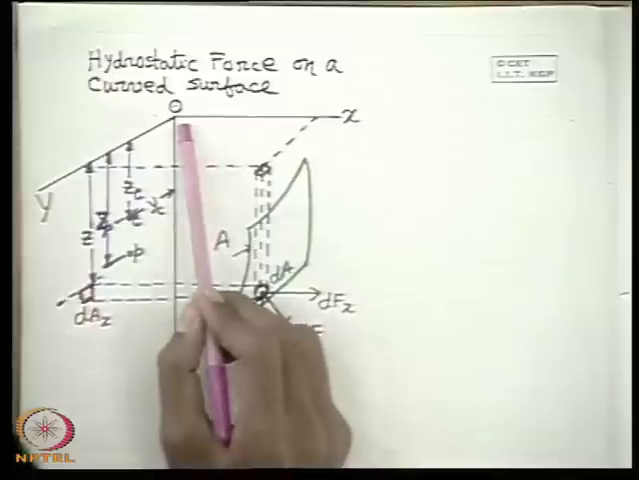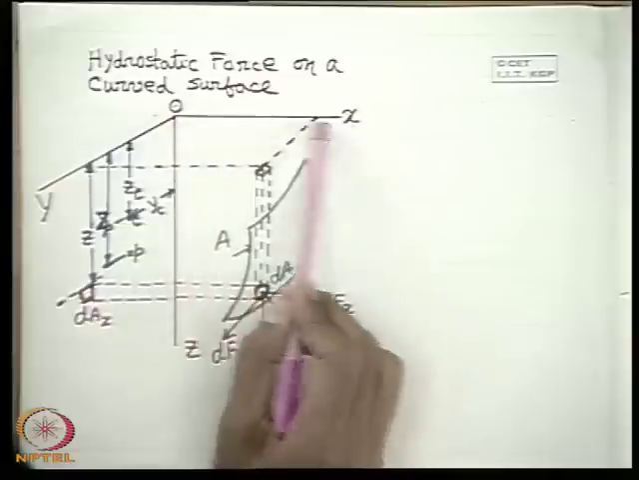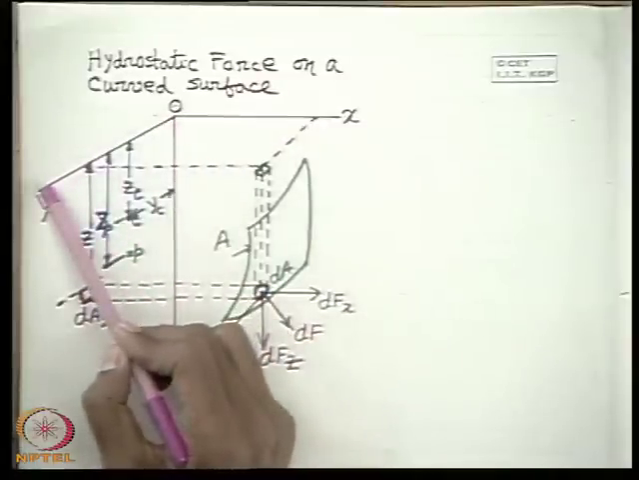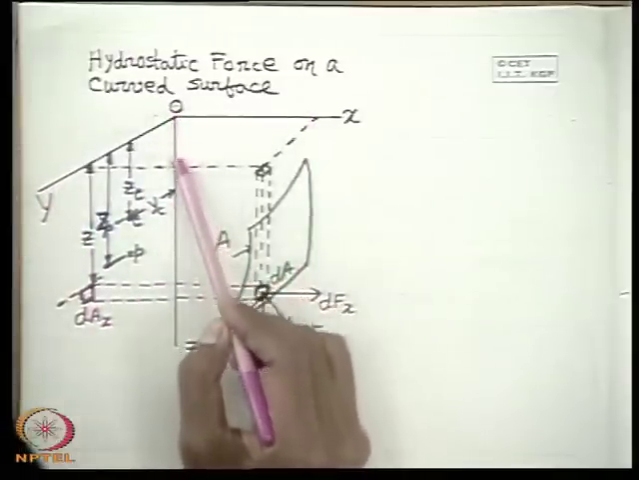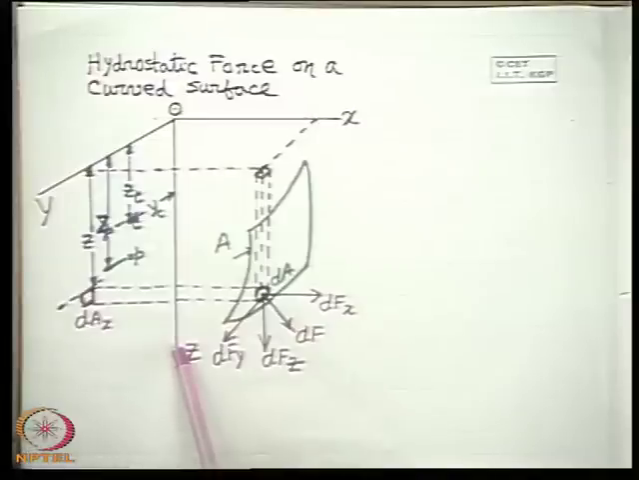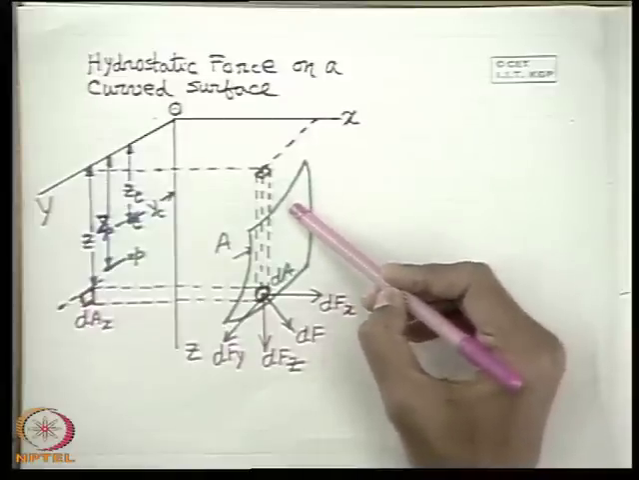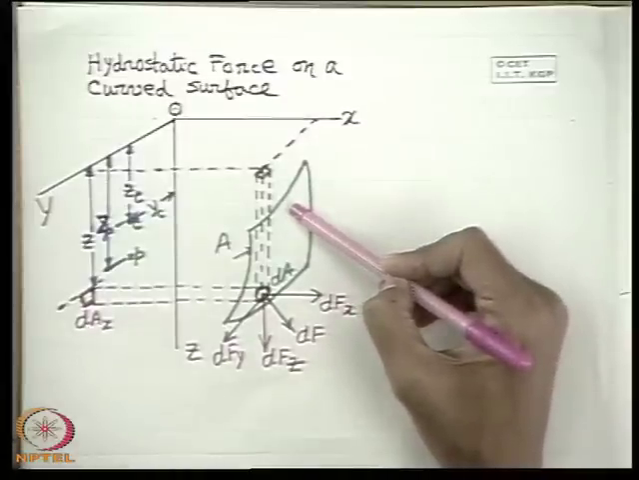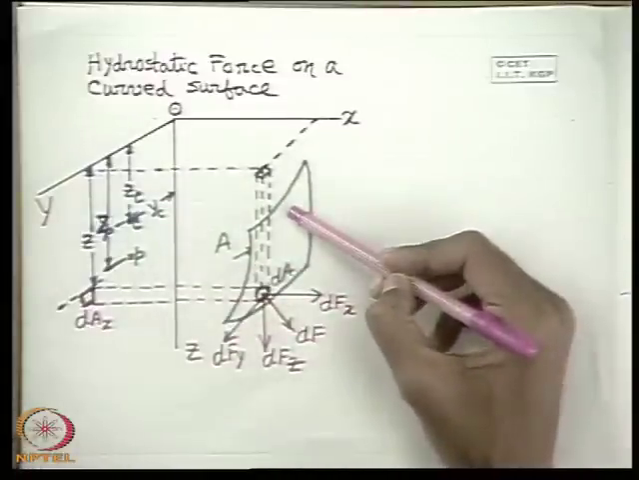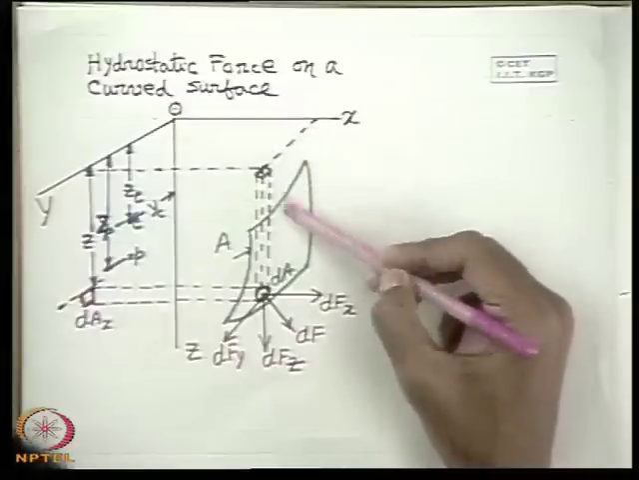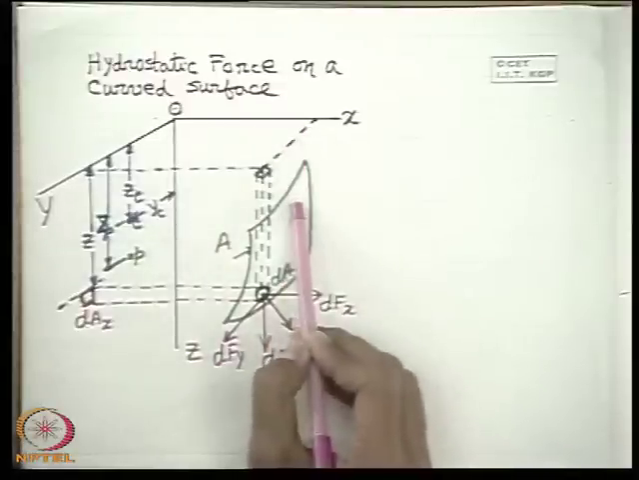Now, in this case we consider a three-dimensional system because of this curvature in two directions. We consider the axes OX, OY at the free surface, that means this XY coordinate plane is at the free surface, and the OZ axis we consider vertically downward. At each and every point on the surface the pressure intensity is equal to rho, the density of the fluid, times g times its vertical depth z from the free surface, that means rho g z.